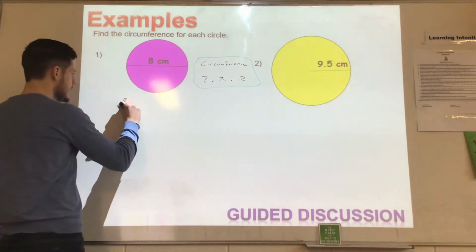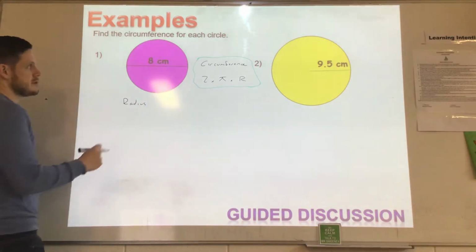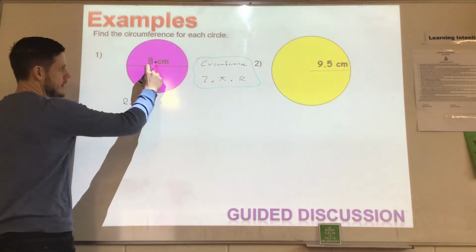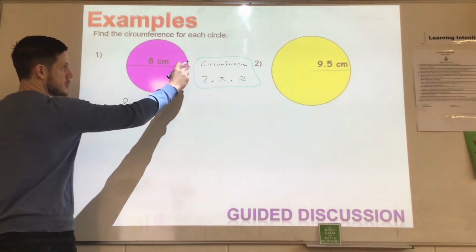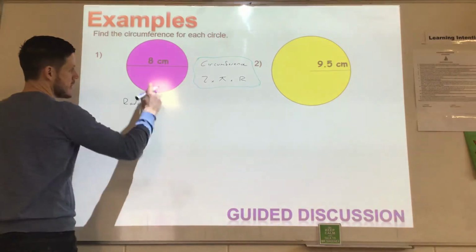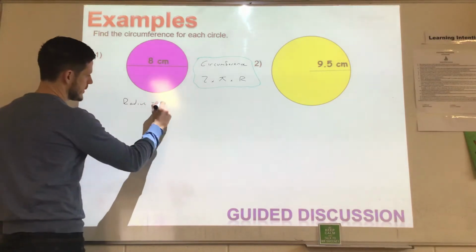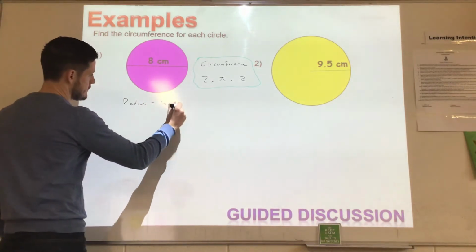So the radius here for this one, as you've seen before, is from the halfway point to the end. So from the center of the circle to the end. This whole way across is called the diameter. So half of that is going to be the radius, which is 4 centimeters.